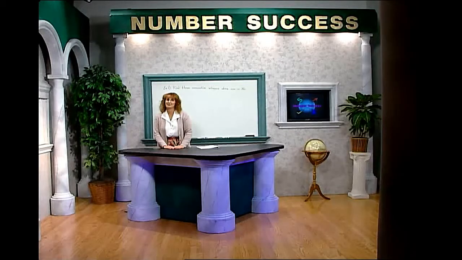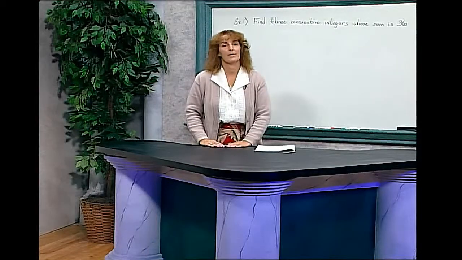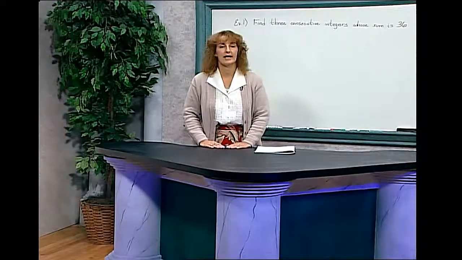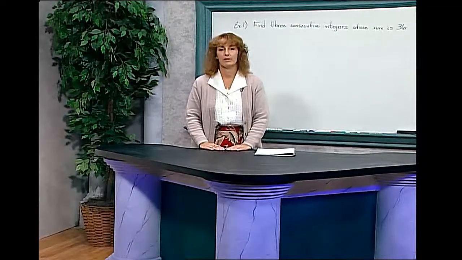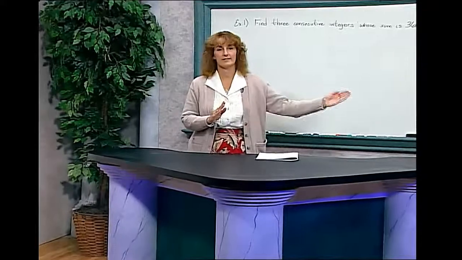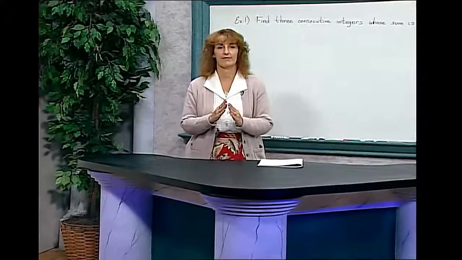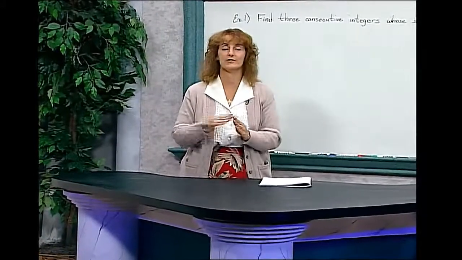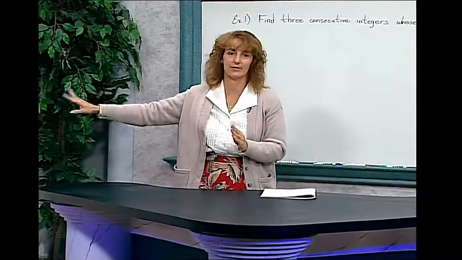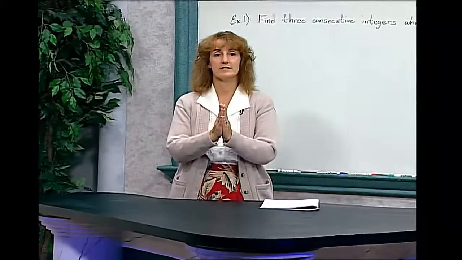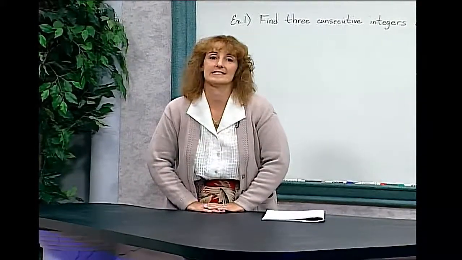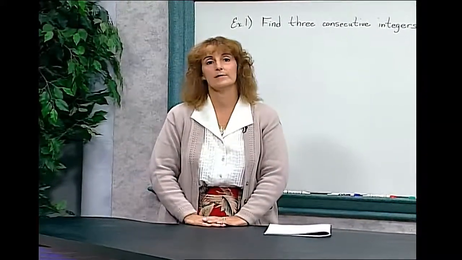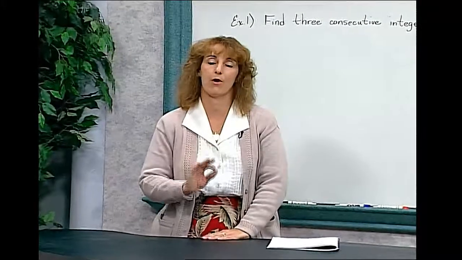Consecutive integer problems. Integers are positive and negative whole numbers and 0. Remember that our positive numbers go to the right, our negative numbers go to the left. 1, 2, 3, 4, 5, etc. Our integers, -1, -2, -3, -4, etc., plus 0. When we talk about consecutive integers, we're talking about numbers that are one number apart.